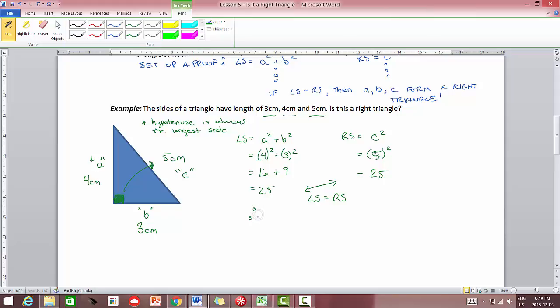Therefore, since left side equals right side, 3 centimeters, 4 centimeters, and 5 centimeters create a right triangle.